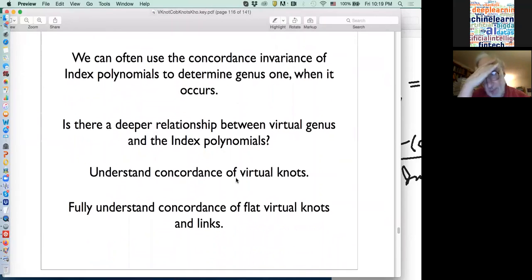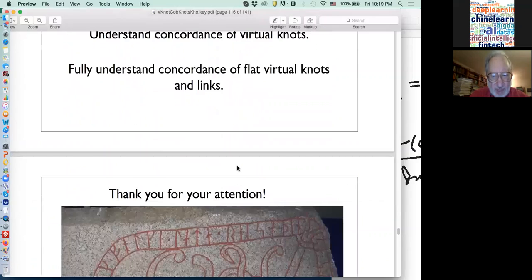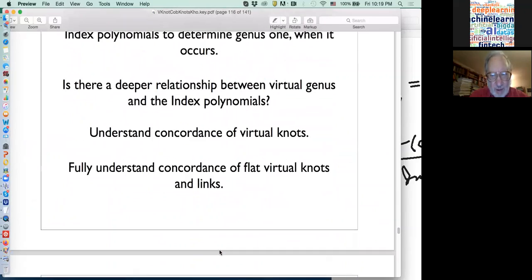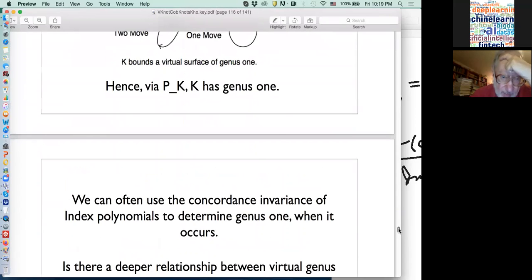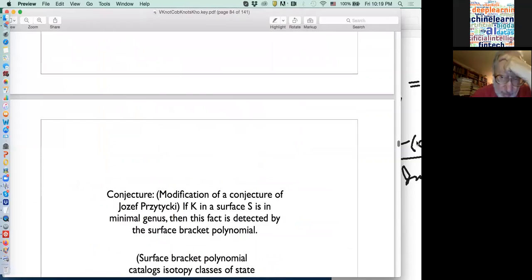I'd like to know a deeper relationship between virtual genus and the index polynomials, but I don't know it at this stage. So that's where I stand at the moment with the index polynomial, and I see that we have a little more time. So let me go back and talk for a few minutes about the elements of Khovanov homology, and then we'll stop for today.